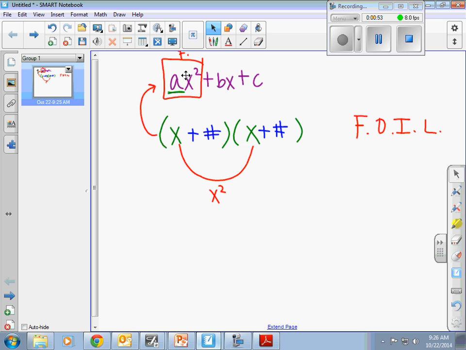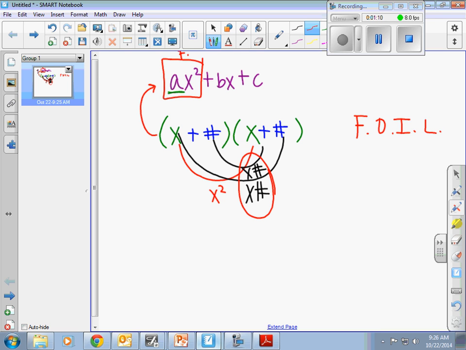Okay. If I move on, I would take my outer two. So x times a number, which would give me x and some number. And then I would once again take my inner two, which would be x and some number. And then you would add those two together. Okay, so it will give you some number with x. So the way you get your middle term is by using your outer and your inner terms.